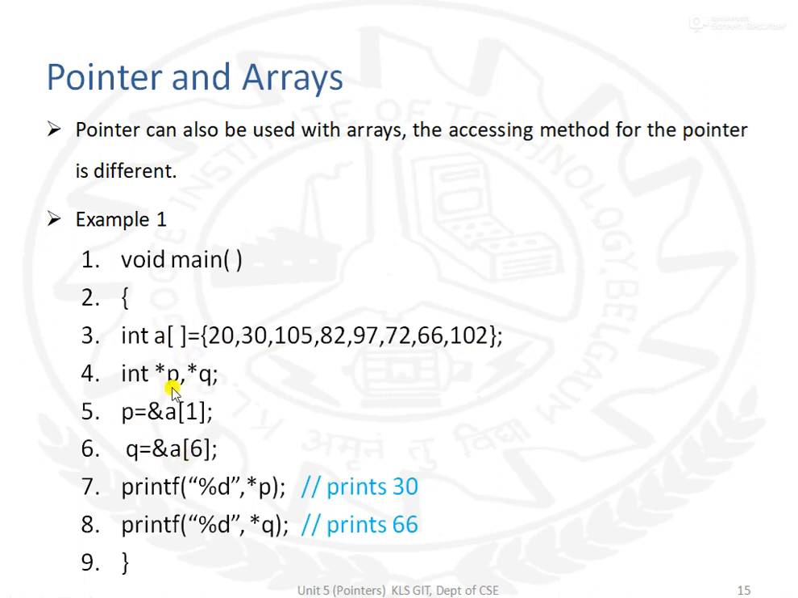Now we have two pointers, *p and *q. We have used p is equal to &a of 1, the first location. So here the 0th location is 20, the first location is 30, the second location is 105, the third location is 82, the fourth location is 97, the fifth location is 72 and the sixth location is 62. Here q is equal to &a of 6. So 66 will be stored in q and 30 will be stored in p. When we say *p, we'll get 30, and when we use *q in the printf statement, we'll get 66. We'll take one step ahead.